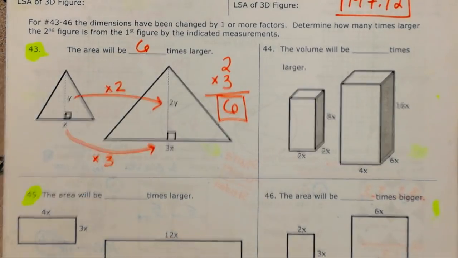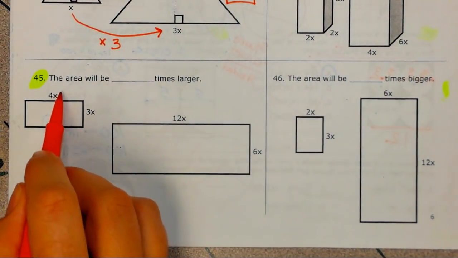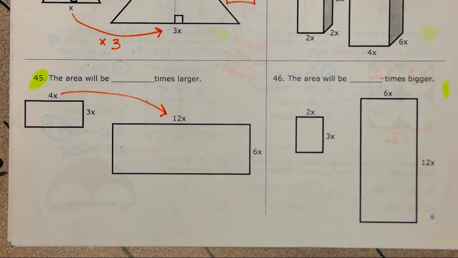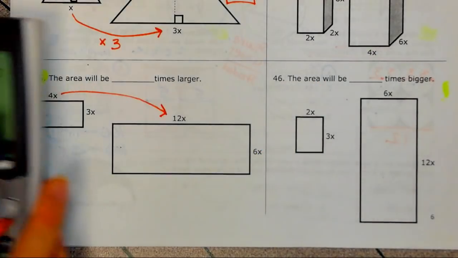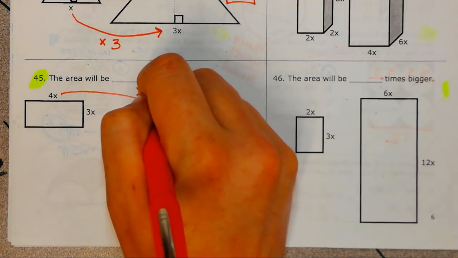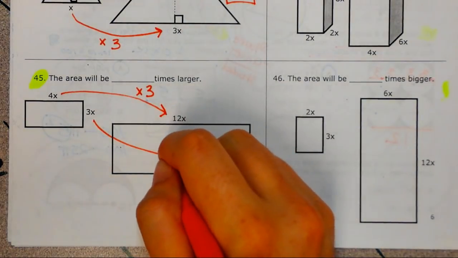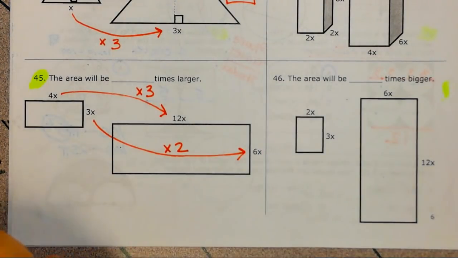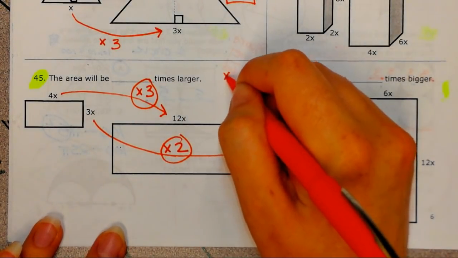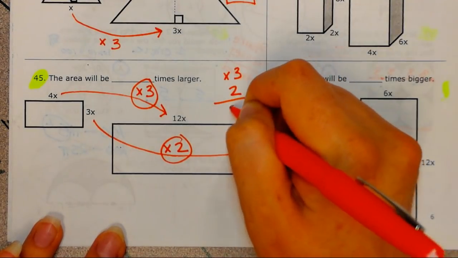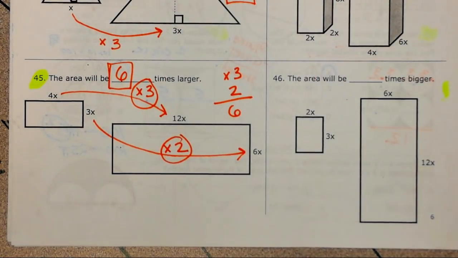Okay? And it's the same kind of process for problem number 45. So we need to look at our scale factors. So going from 4x to 12x, 12 divided by 4 means that we would be multiplying times 3. Okay. Going from 3x to 6x means that we're multiplying by 2. So to figure out how many times larger my area would be, I multiply my two scale factors. 3 times 2 gives me, once again, my area would be 6 times larger.